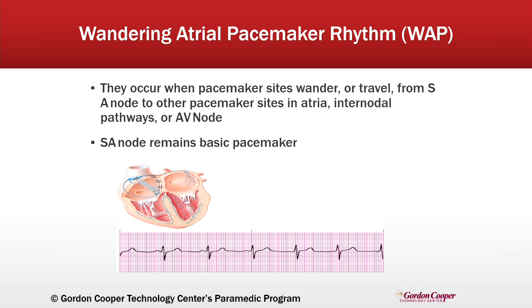So let's talk about wandering atrial pacemaker. So these rhythms occur when the pacemaker site shifts or wanders, that's in the name, from the SA node to other pacemaker sites in the atria or the internodal pathways or even the AV node. So even though the impulse may start elsewhere in the heart, the SA node remains the basic pacemaker, meaning it's still the primary source of electrical impulses in the heart, even if other sites take over temporarily. So this wandering pacemaker activity is what leads to variations in the rhythm, but the heart's still trying to maintain a coordinated beat.